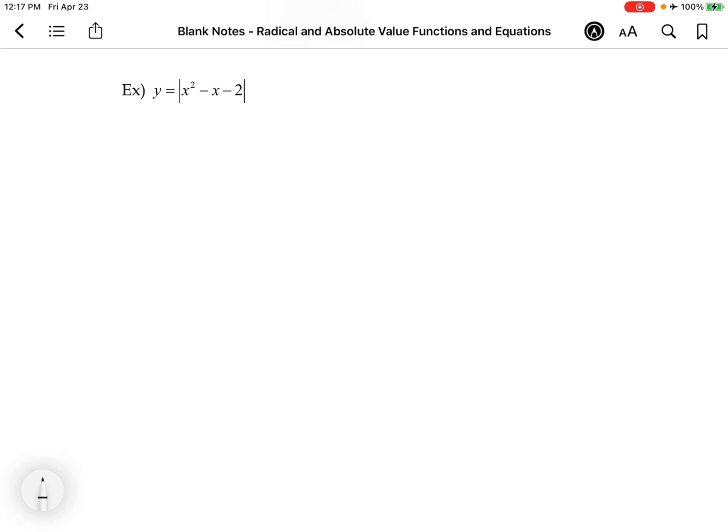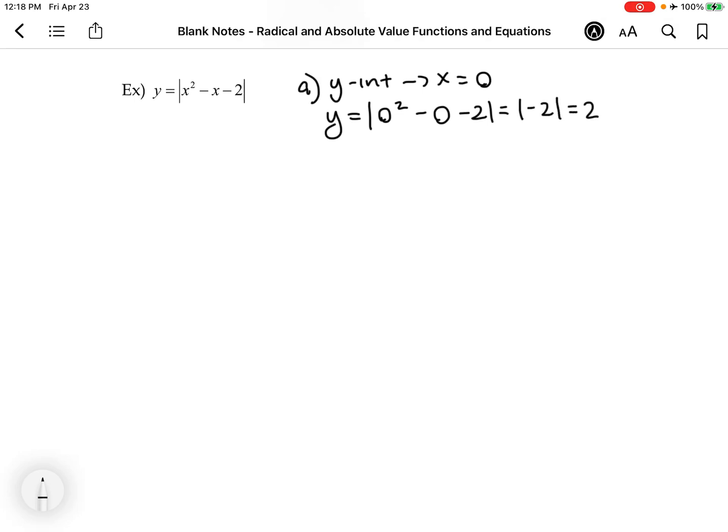So for the y-intercept, x is 0. So I'm just going to plug in a 0 for x, and I'm going to get y equals the absolute value of 0 squared minus 0 minus 2, which is the absolute value of negative 2, which is 2. So that's my y-intercept.